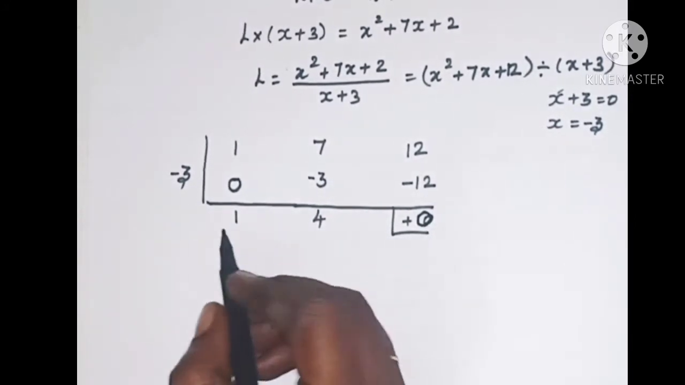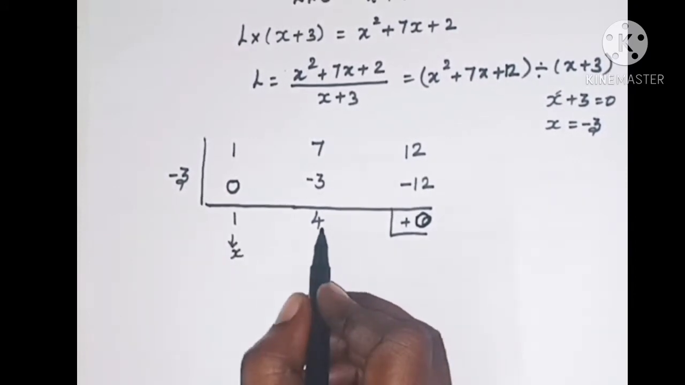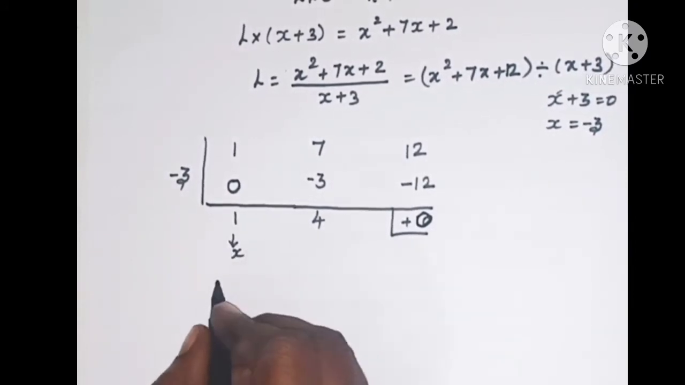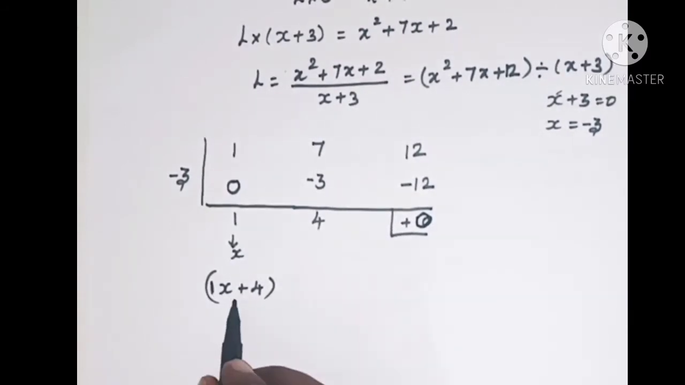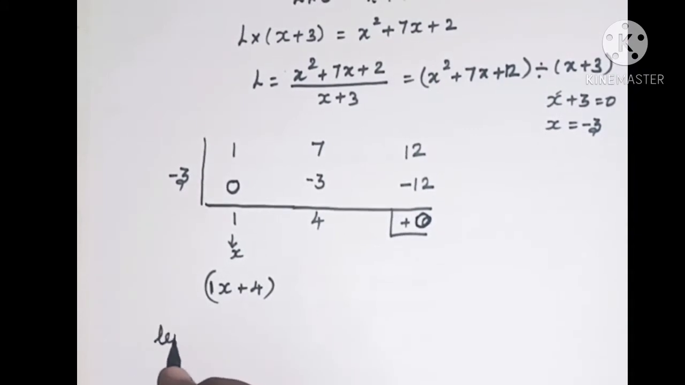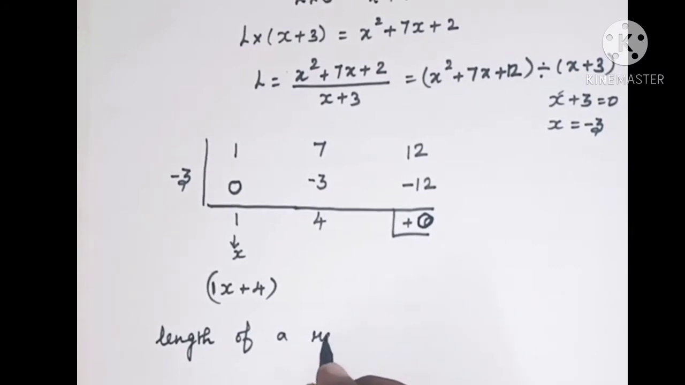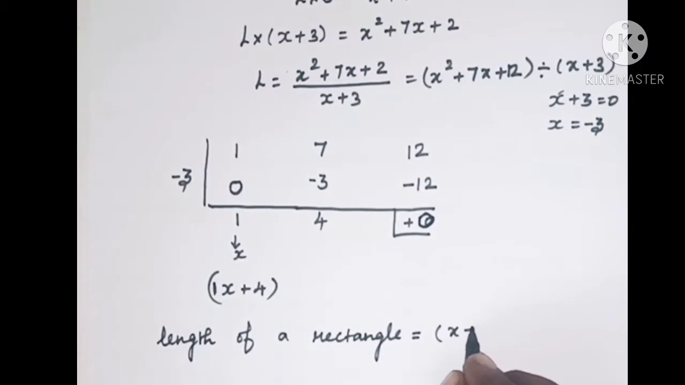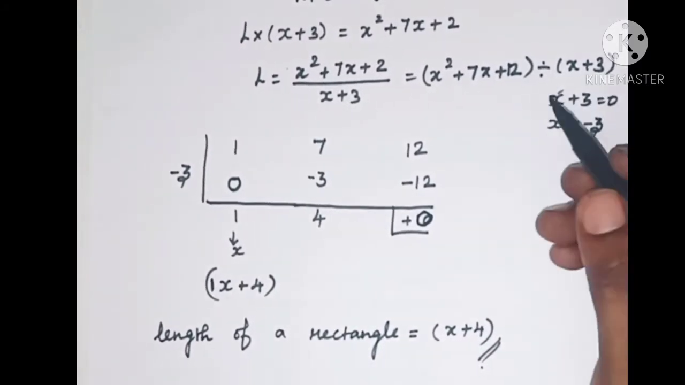Therefore, we have to include x with this number, and this is the constant term. So 1x plus 4 is the other factor. So the length of the rectangle is equal to x plus 4. This is the answer for the second sum.